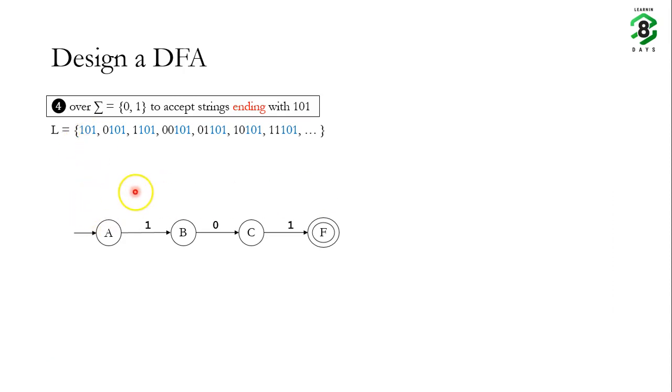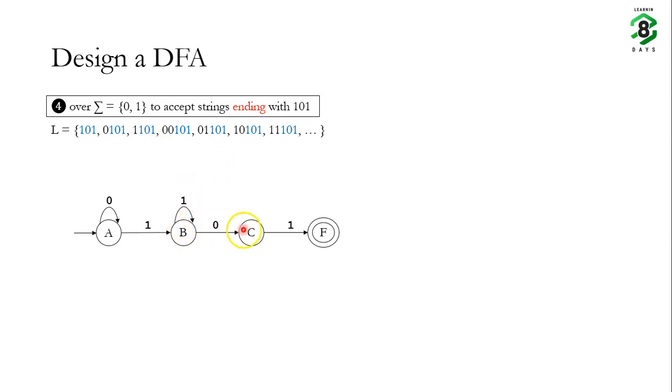Now, let's complete the machine. In state A, what happens if we get 0? As we discussed in the previous example, we will continue to wait in state A. In state B, what happens if we get a 1? In state B means we have received a 1. If we get another 1, something similar to this, we got a 1, we are now getting another 1, we can still get a 0 and 1 and go to the final state, right? So let's continue to wait in state B as long as we get 1.